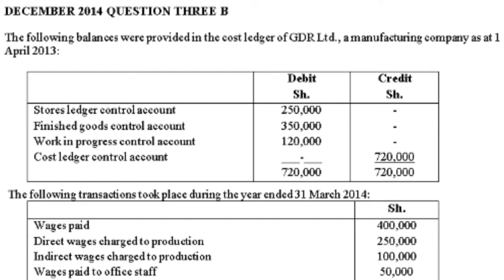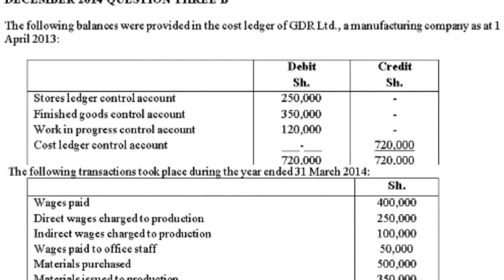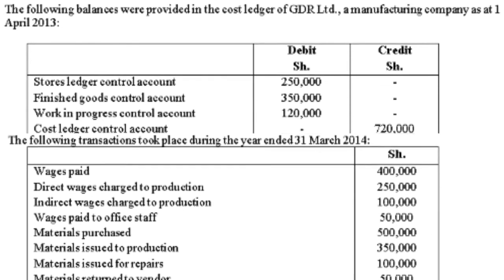Stores ledger control account, shillings 250,000 on the debit. Finished goods control account, shillings 350,000 on the debit. Work in progress control account, 120,000 on the debit. Then cost ledger control account, 720,000 on the credit, totaling both 720,000. The following transactions took place during the year ended 1st of March 2014.